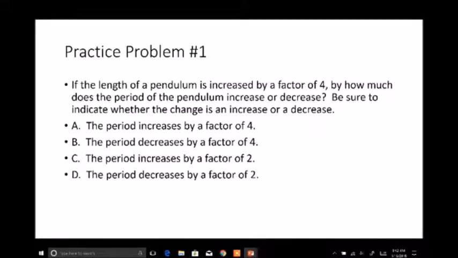We'll begin with problem number 1. If the length of a pendulum is increased by a factor of 4, by how much does the period of the pendulum increase or decrease? Be sure to indicate whether the change is an increase or a decrease.